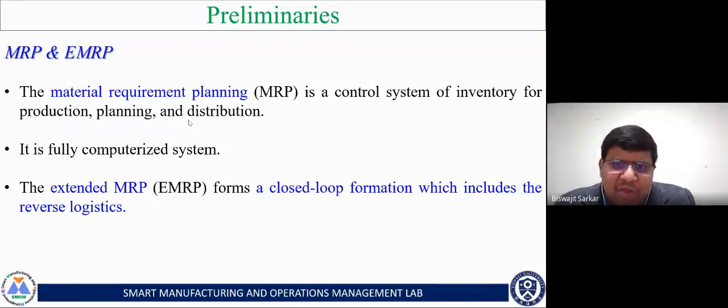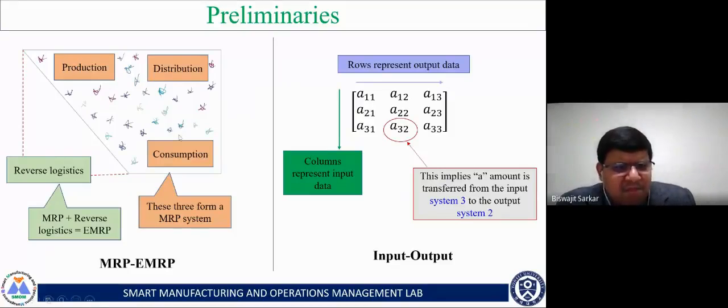We are trying to enter the raw material to make the final finished inventory. That is the configuration: there is the MRP system, the material requirement planning, then the production, then distribution, and then the consumption. What is our task? We are adding the reverse logistics here, on the left side. So the reverse logistics and this MRP, we call it EMRP.